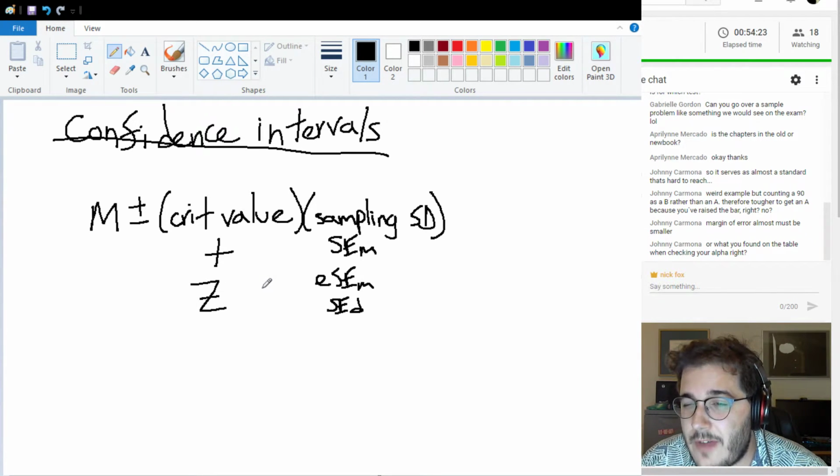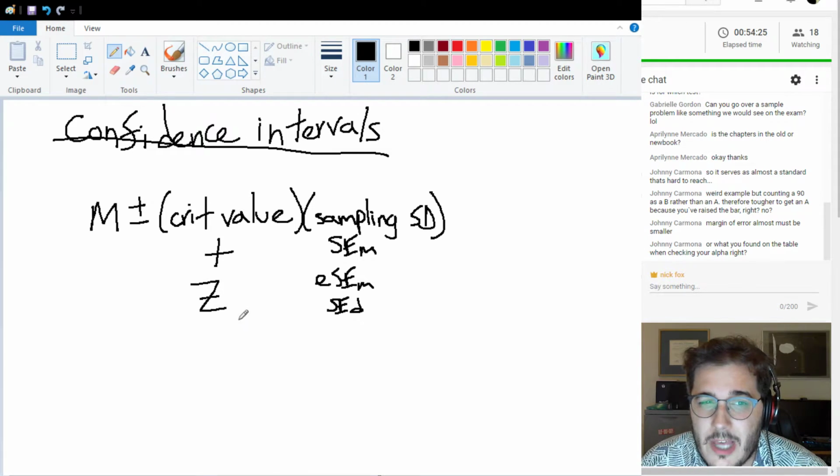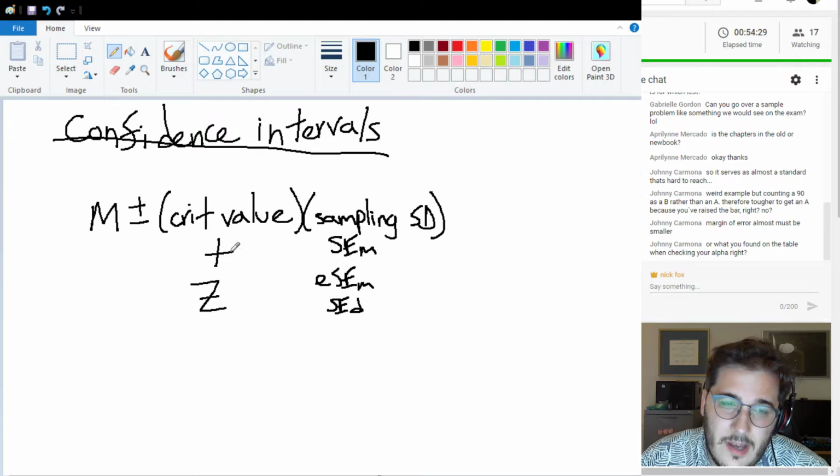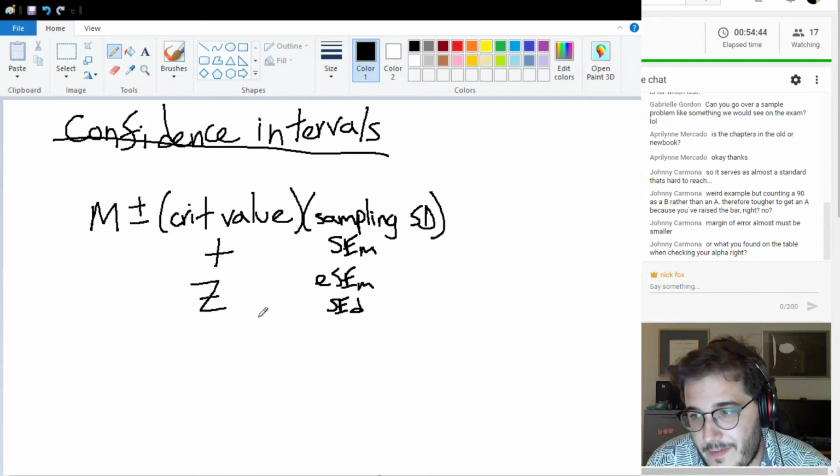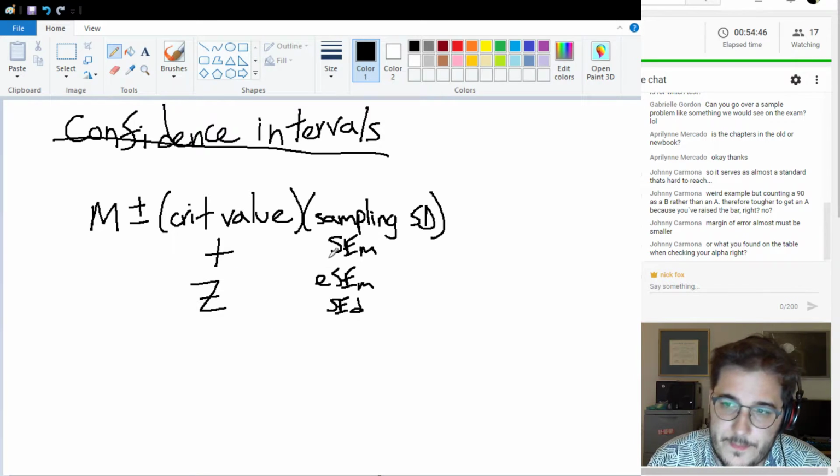What I think you're referring to is the critical value, maybe? That's this. If you're doing a t-test and using a t-distribution, then it's the critical value for t at whatever degrees of freedom you have. So that's going to be variable on your sample size. If it's z, it's going to be 1.96 or 2.58, most likely.